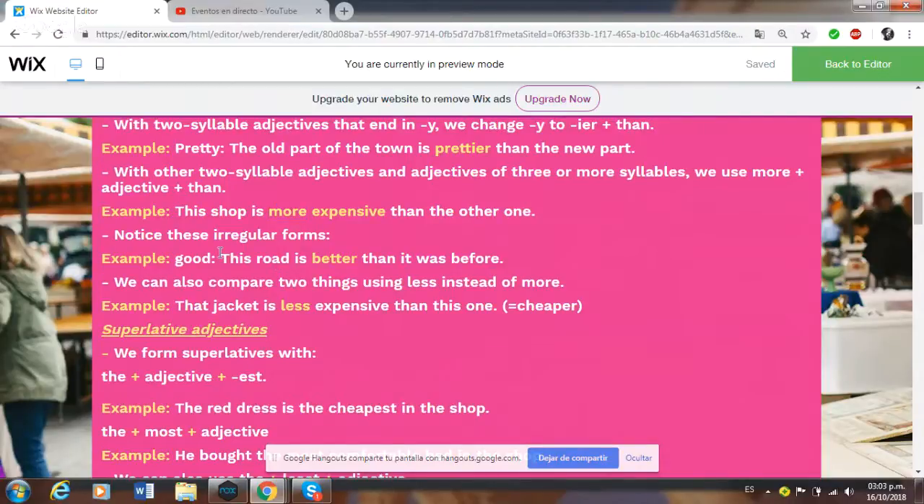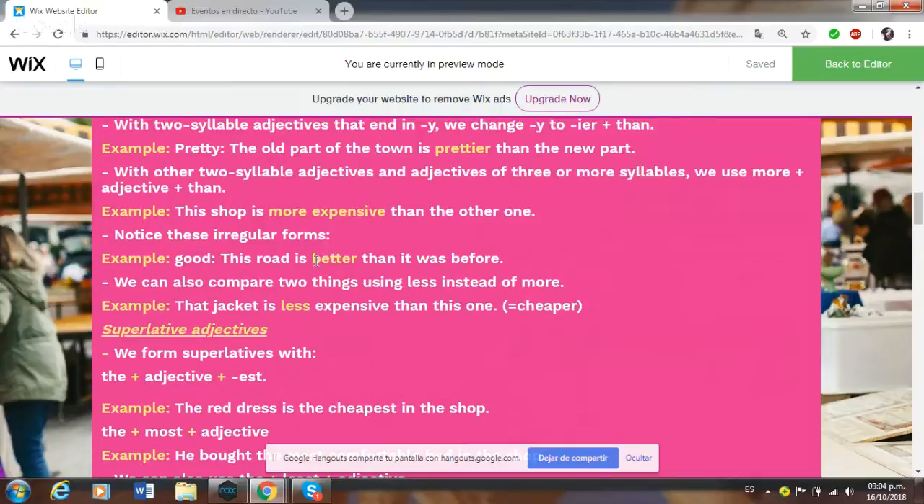And there are some irregular forms here. Notice these irregular forms, for example, good. These are some specific cases, different situations, irregular forms in general terms. Good. This road is better than it was before. The comparative form of the word good is better.